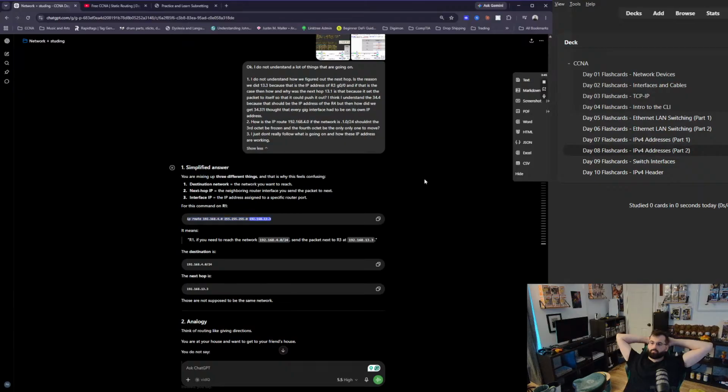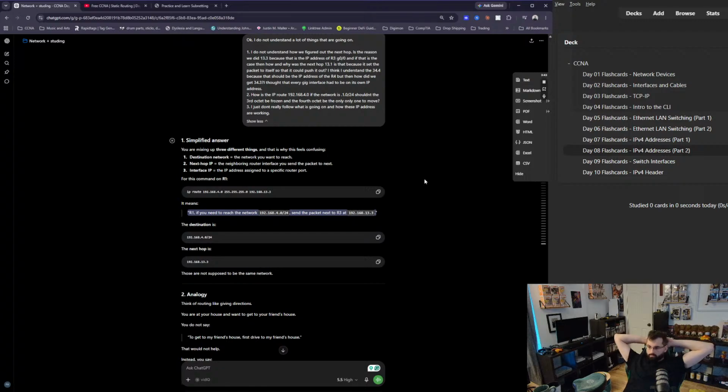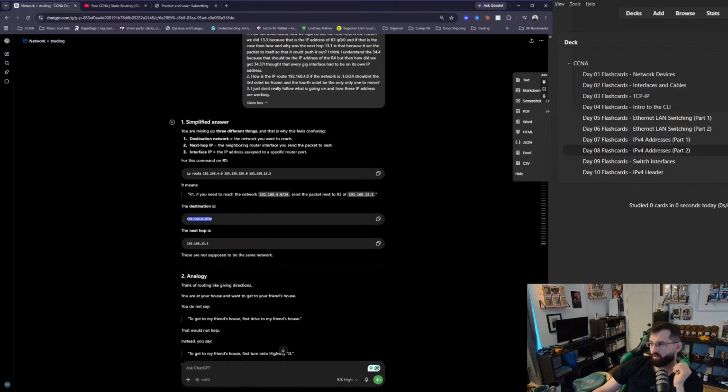ip route 192.168.4.0 255.255.255.0 192.168.13.3. If R1 needs to reach the network 192.168.4.0/24, send the packet to R3 at 192.168.13.3. The destination is this. The next hop is this. Those are not supposed to be the same network.